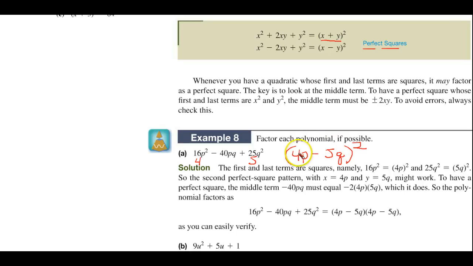And if you did that special technique where we square this term and get 16p squared, multiply these two terms together, get a negative 20pq, double it, get a negative 40pq, and then you square a negative 5q and get a positive 25q squared. This is recognizing that you have a perfect square trinomial and it will factor into a binomial square.